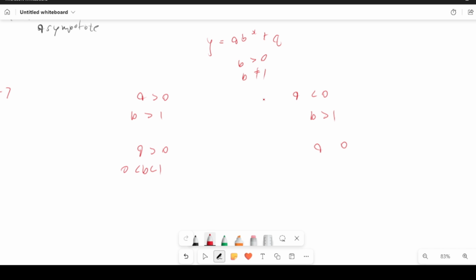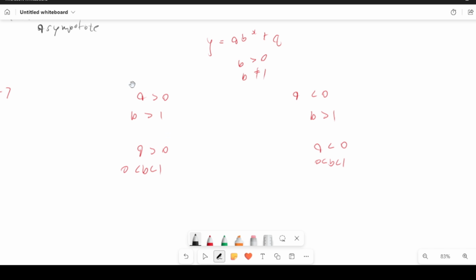And so with this, we have one of 4 possibilities. Either a can be greater than 0 and b can be greater than 1. Or a can be less than 0 and b can be greater than 1. Or a can be greater than 0 and b lie between 0 and 1. Or a can be less than 0 and b lie between 0 and 1.